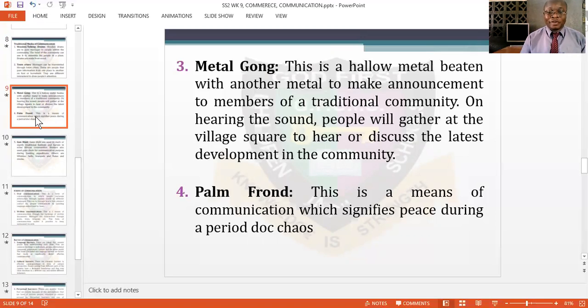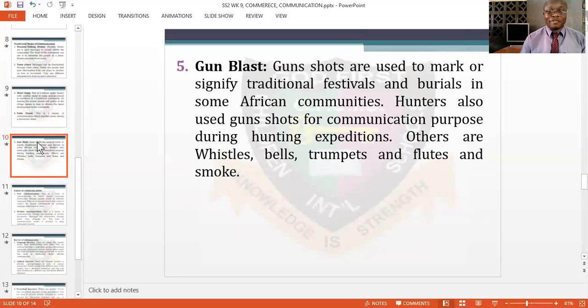Then we also have palm fronds. This is a means of communication which signifies peace during a period of adult meeting. Then we also have gun blast. Gun blasts are used to mark or signify traditional festival and burial.